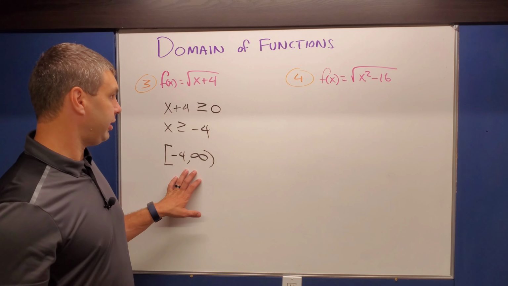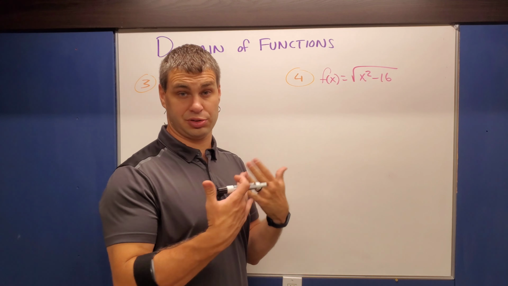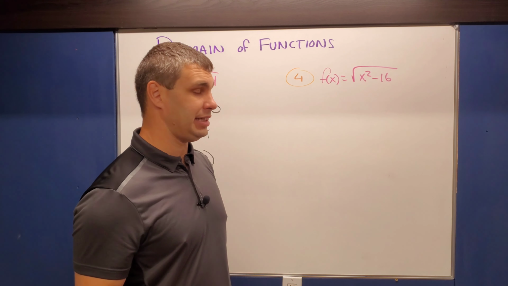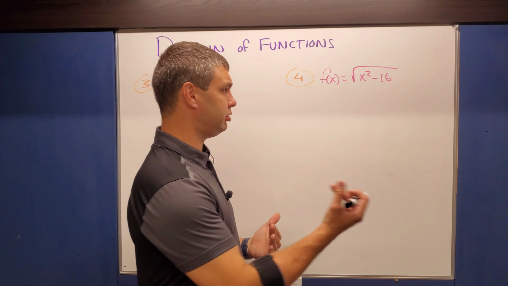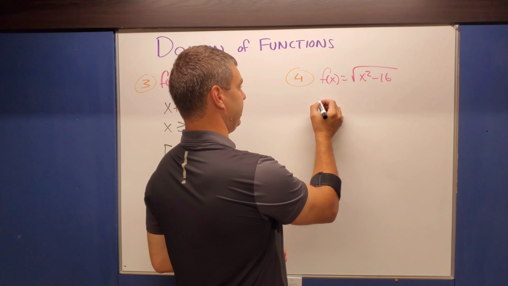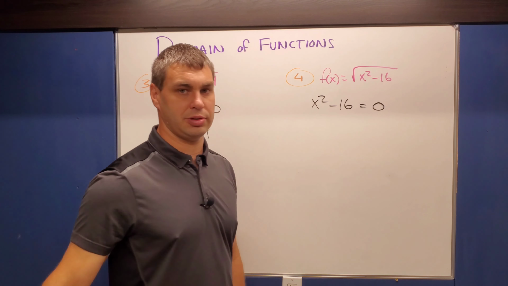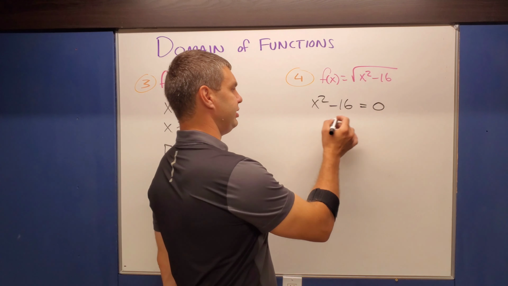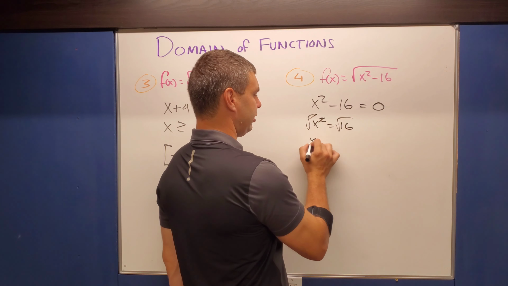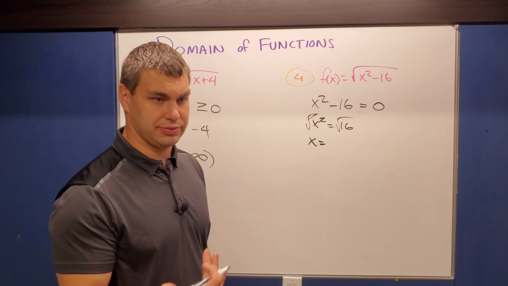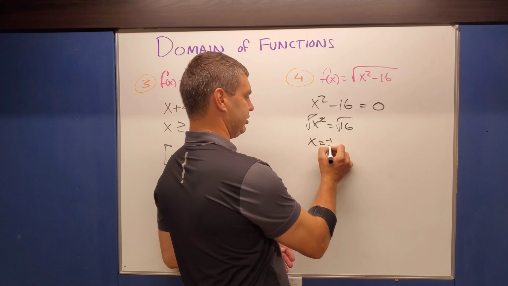Number 3 is pretty straightforward because there wasn't anything too special on the inside, but number 4 does have an x squared, so it's x squared minus 16. Let's take a look at what happens here. Let's set this equal to 0 at first, and I'm going to show you a little trick. This says x squared minus 16 equals 0, just setting the inside of that square root equal to 0. If I move the 16 over, now it's x squared equals 16. If you take the square root of this, remember the square root of something is going to be positive or negative.